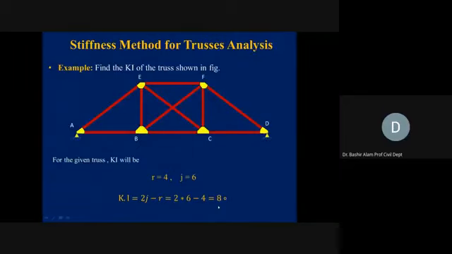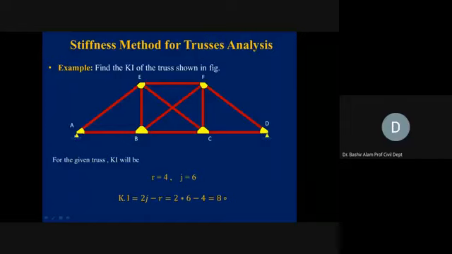Now, to illustrate this with the help of sketches, we have this frame. This is a truss, and we are required to find the kinematic indeterminacy of the truss. If we look at A, B, C, D, E, and F, these are the 6 joints. So J is equal to 6 is recorded here.